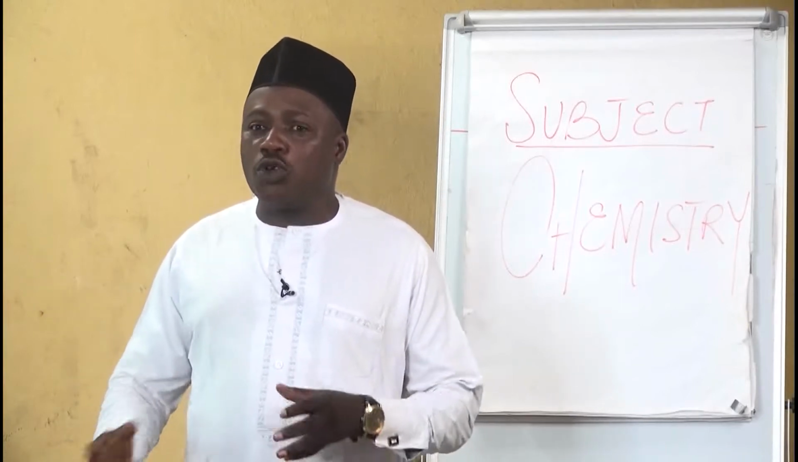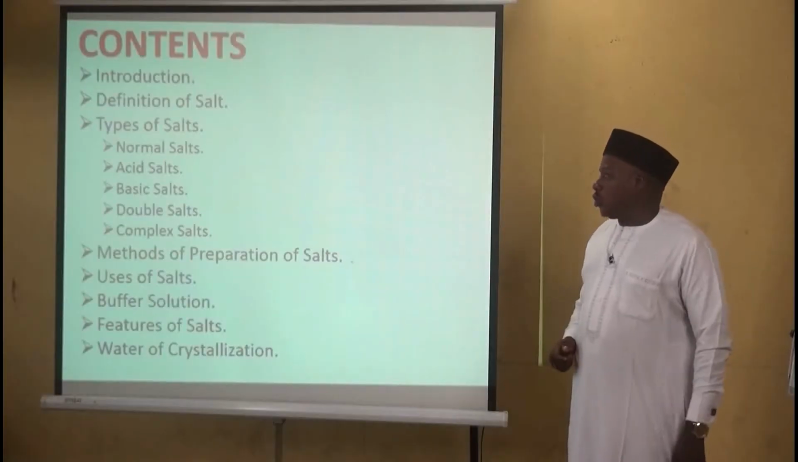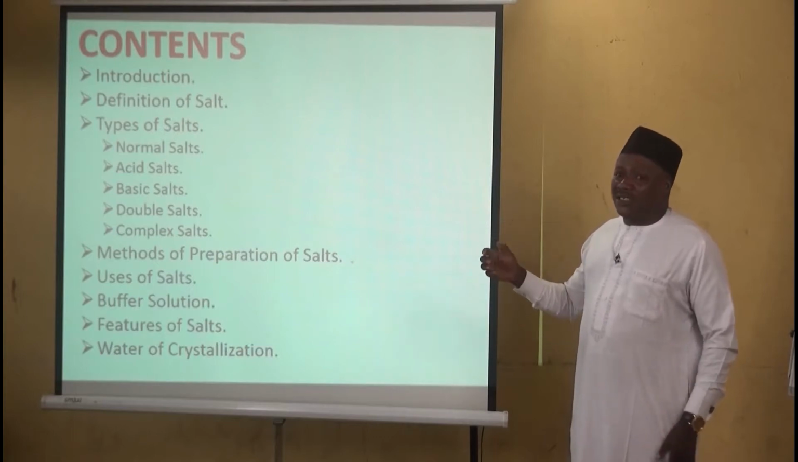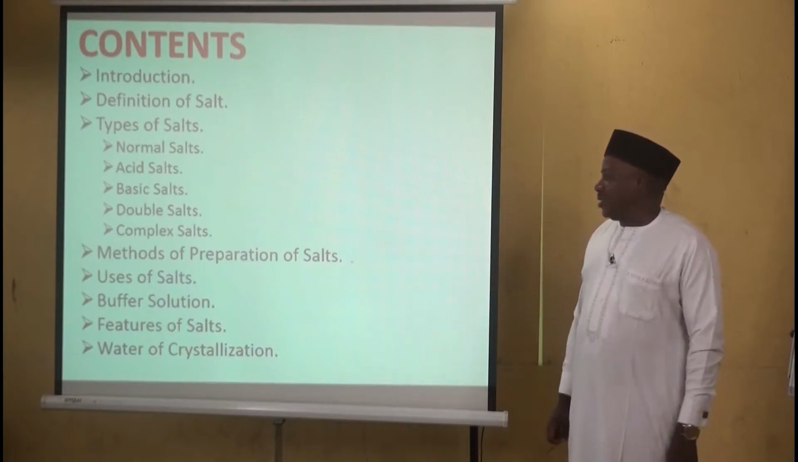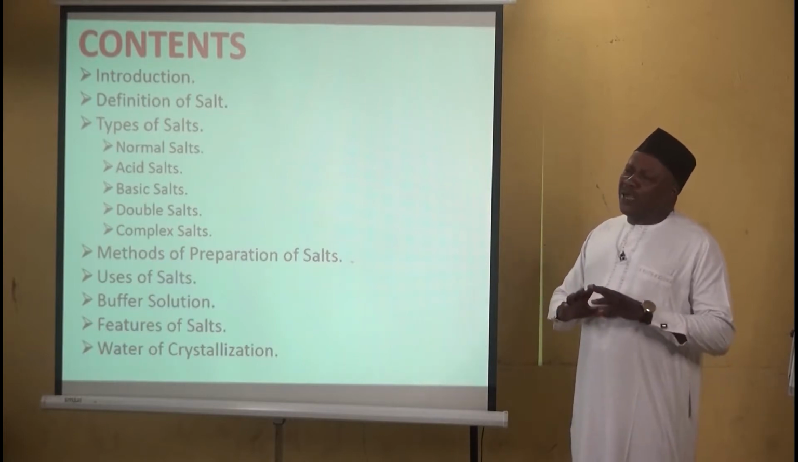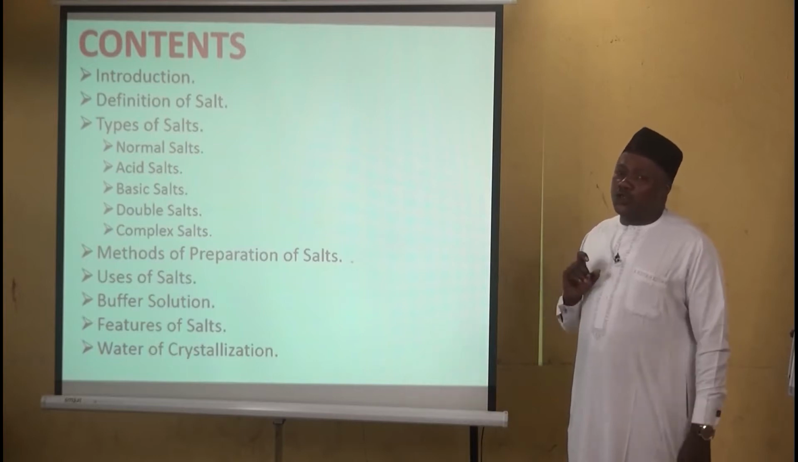The double salt is the coming together of two salts. The complex salt, we know, is a result of the formation of ligands with complex metals. However, there are various methods we can use in preparing these salts. A salt can either be soluble or insoluble.